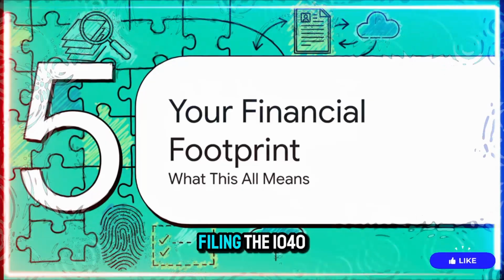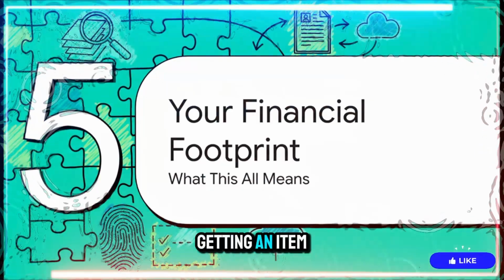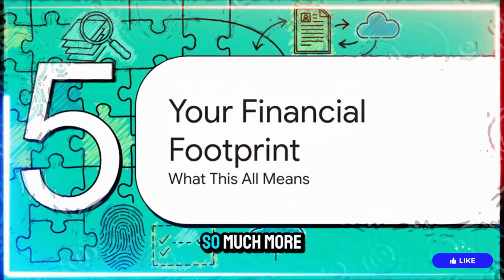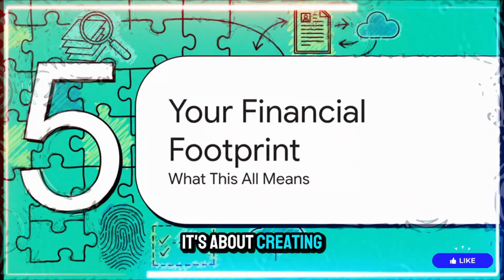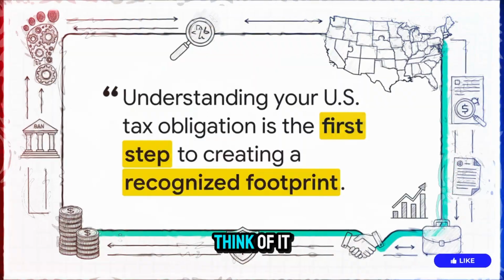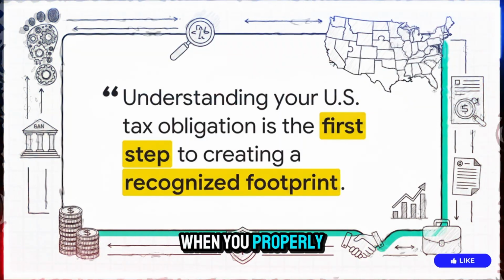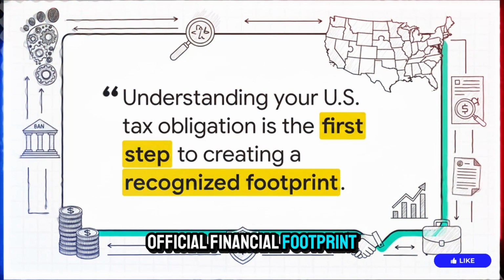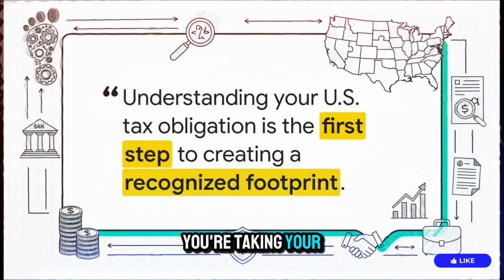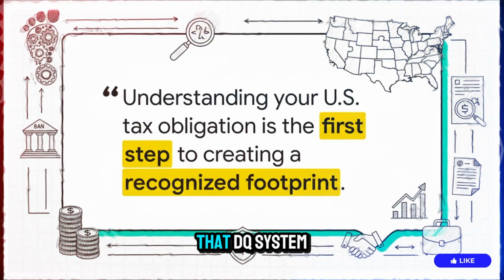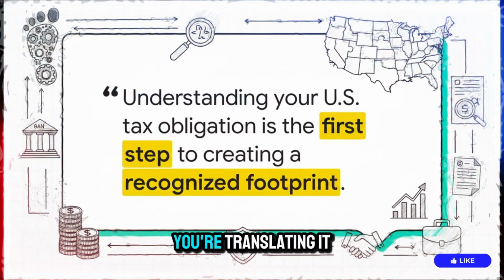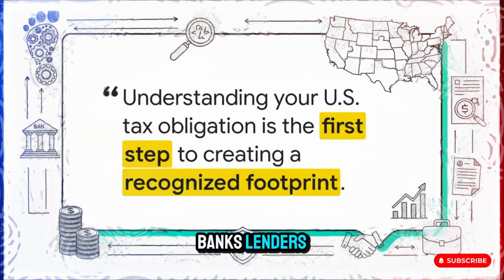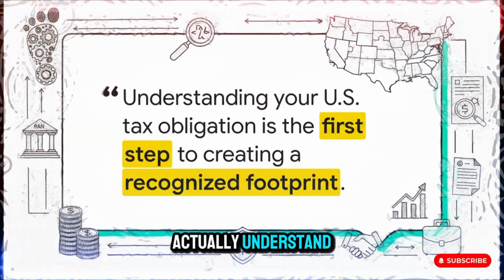Okay, let's zoom out for a second and look at the big picture. All of this, filing the 1040 NR, getting an ITIN, it feels like just following rules, right? But it's so much more than that. It's about creating a record. Think of it like this. When you properly report everything, you're creating an official financial footprint in the US. You're taking your financial life and, just like that DayQ system we talked about, you're translating it into a language that everyone, banks, lenders, the government, can actually understand.